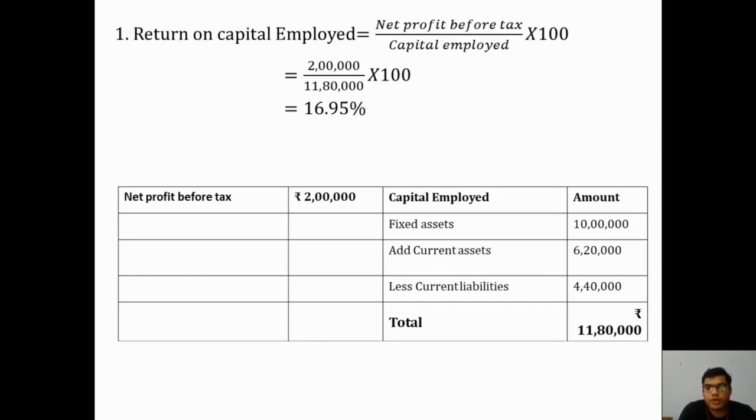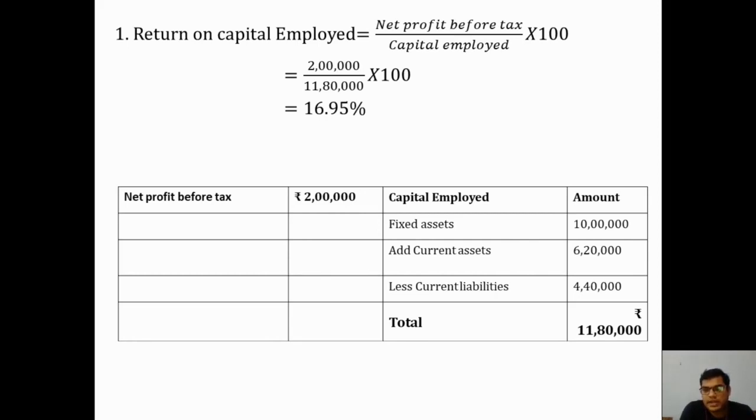So here we have shown a working note for capital employed. Net profit before tax is directly given in the problem. So how to calculate this capital employed? The first way is fixed assets add current assets less current liabilities. One more formula for the same is fixed assets add working capital. If you see the addition of current assets and subtraction of current liabilities, this is the formula for working capital, that is working capital is equal to current assets minus current liabilities.